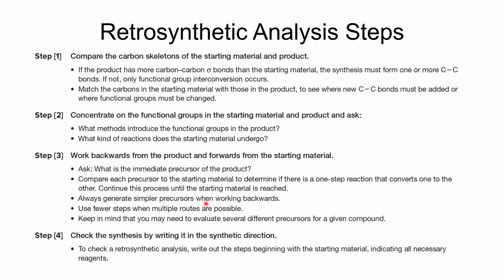And always generate simpler precursors when working backwards. So when you're working backwards, you don't want to have more complicated molecules going backwards. That's usually not a favorable thing. You want to use as few steps as possible. Sometimes, however, let's say you have 2 proposed synthesis pathways. You may have one that has 3 steps, but those may be very high yielding steps, and so they may be more favorable than a 2-step synthesis that doesn't have as good of a yield. So you have to keep that kind of stuff in mind.